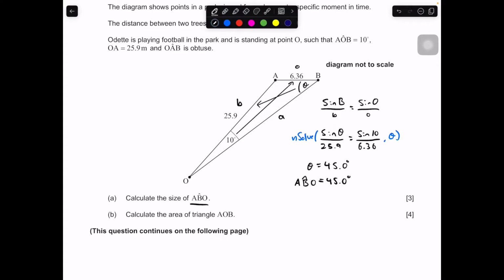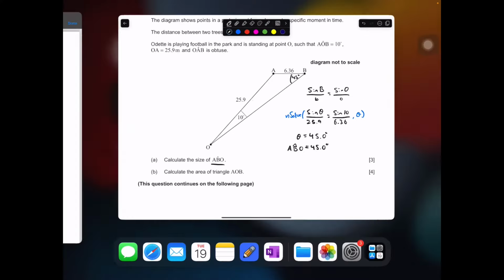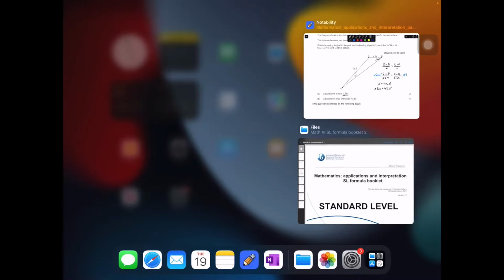Calculate the area of the triangle. Okay, we're still in the realm of non-right angle trig. I'm going to clear some space, keeping what we've found and what is essential. So now we have this is 45 degrees. The area of a triangle, once again, is given in our formula booklet. Let's actually go find it this time. Not a bad idea to get familiar with the formula booklet.